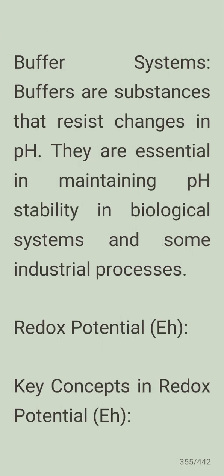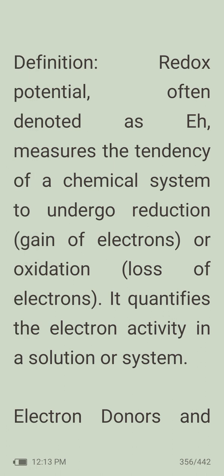Then buffer systems. Buffers are substances that resist changes in pH. They are essential in maintaining pH stability in biological systems and some industrial processes. And redox potential or EH. Key concepts in redox potential. Redox potential, often denoted as EH, measures the tendency of a chemical system to undergo reduction, gain of electrons, or oxidation, loss of electrons. It quantifies the electron activity in a solution or system.